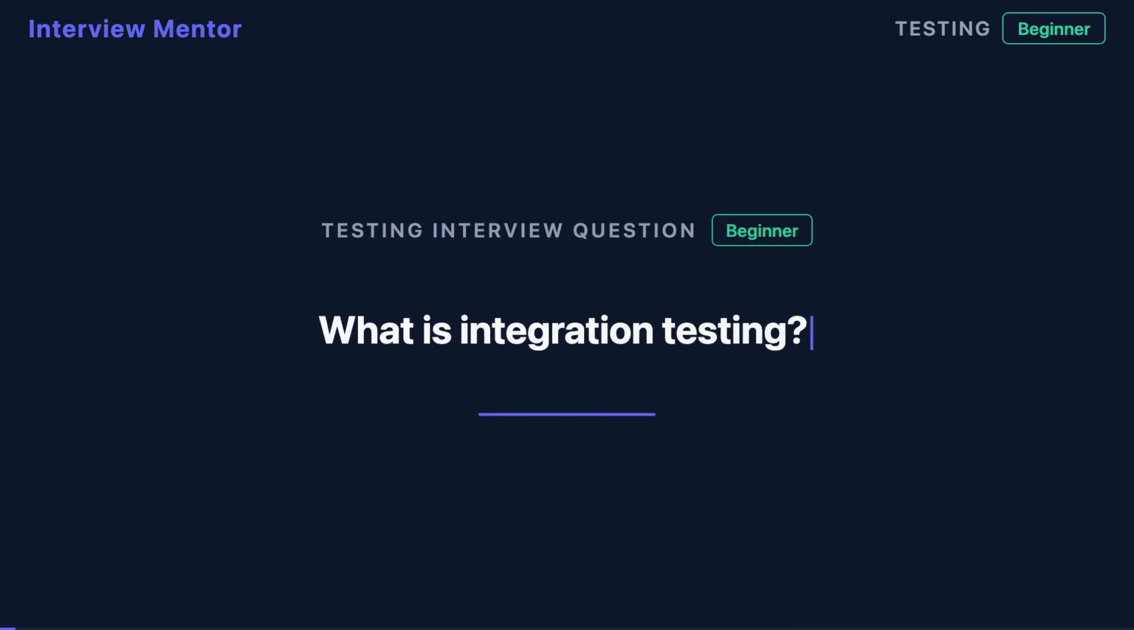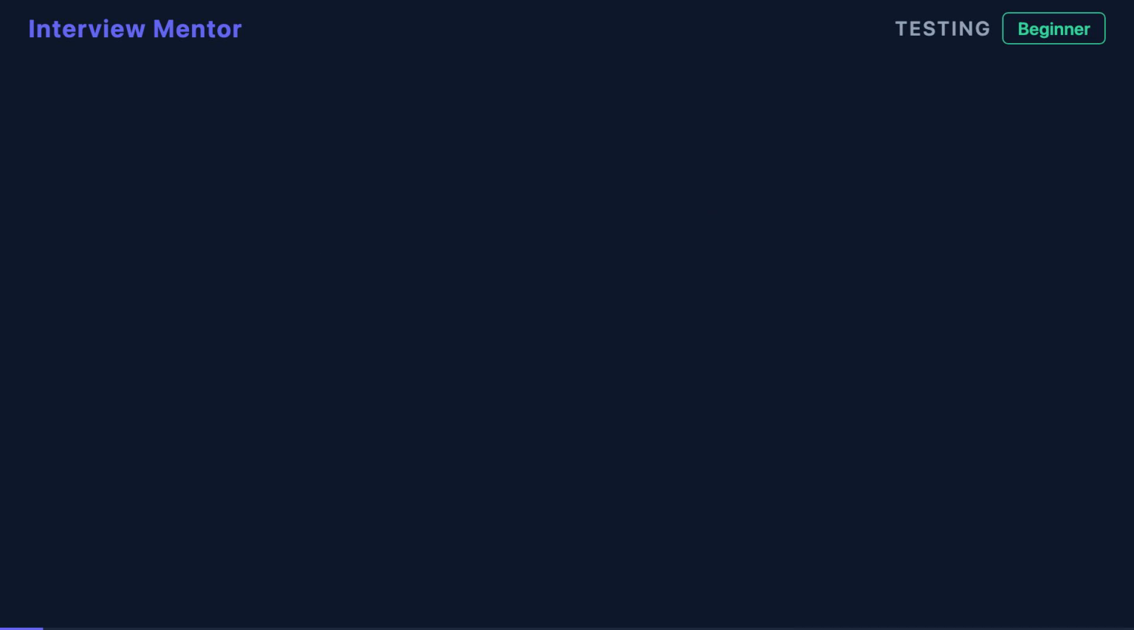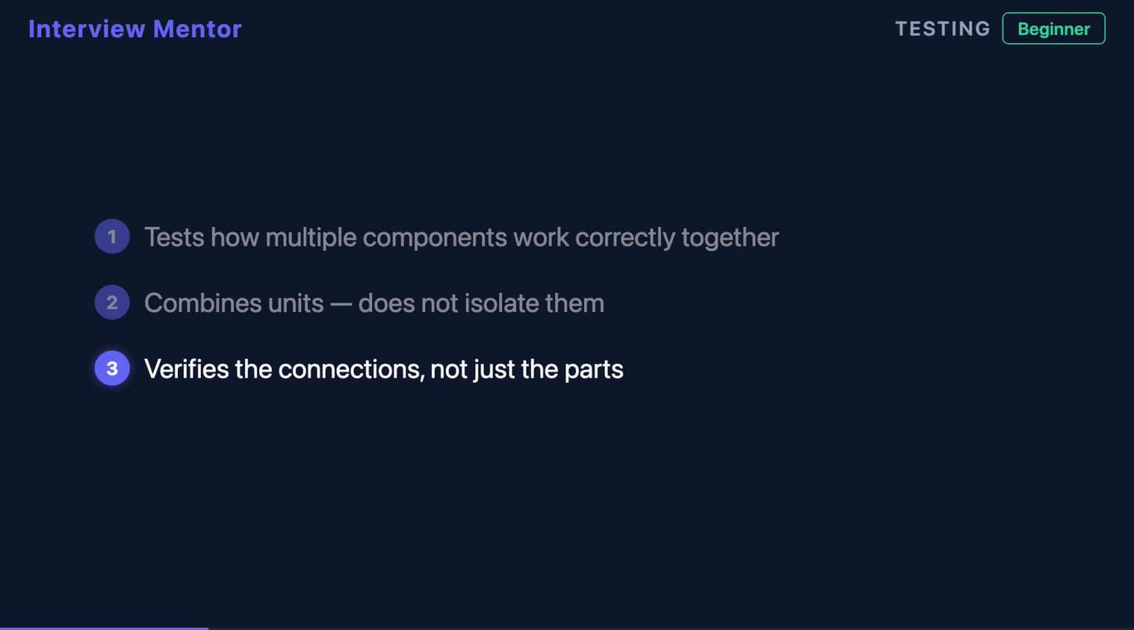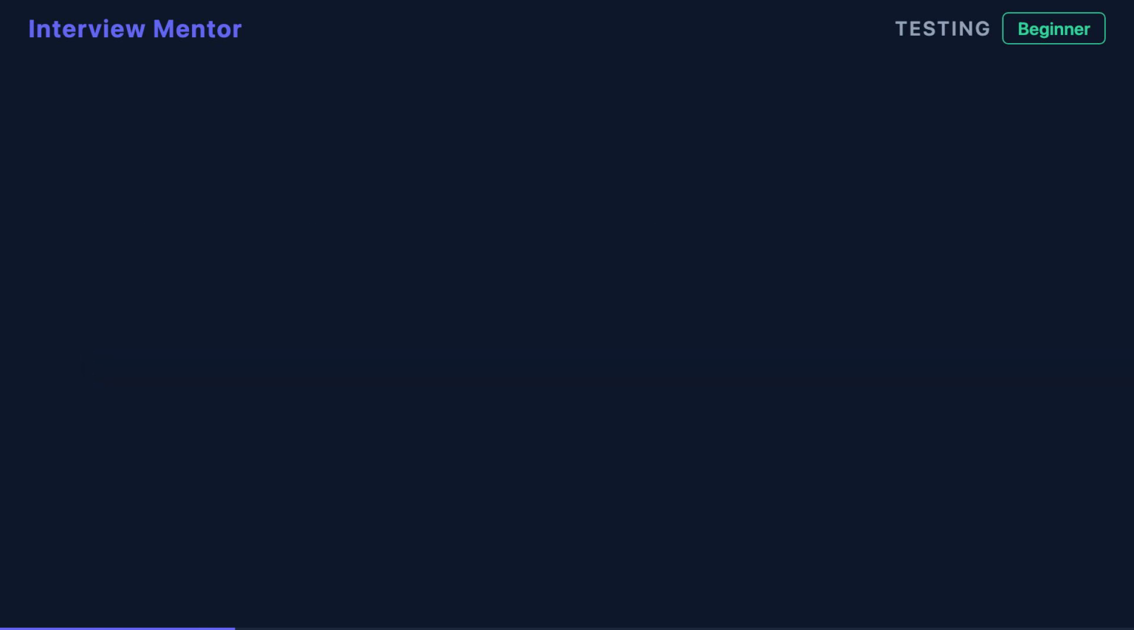Your unit tests pass. Your app still breaks. Why? Integration testing verifies that multiple components work correctly together, where unit tests check a single function in isolation. Integration tests combine several units and confirm they cooperate as expected. When you connect your modules, integration tests make sure the connections actually hold.